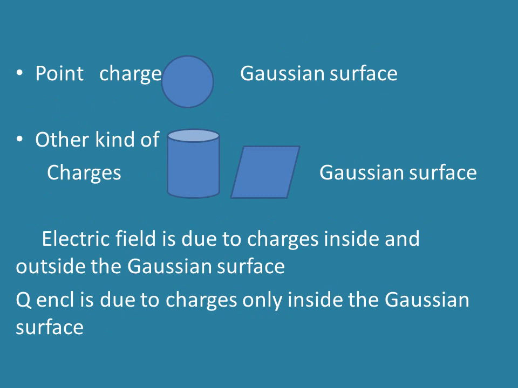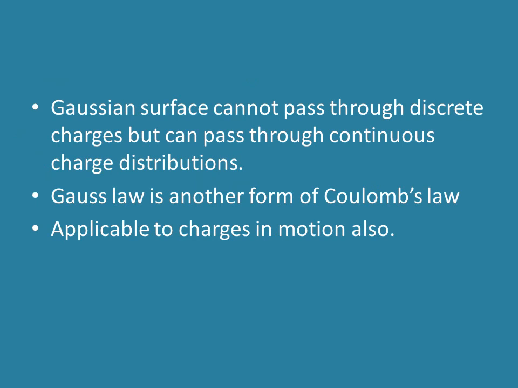Now, for different charges, the Gaussian surface will be different. For example, for a point charge, the Gaussian surface will be spherical in nature. For other kinds of charges, it can be a cylindrical or planar Gaussian surface. The electric field is due to the charges inside and outside the Gaussian surface, whereas Q enclosed is due to the charges only inside the Gaussian surface. And the Gaussian surface cannot pass through discrete charges but can pass through continuous charge distributions.